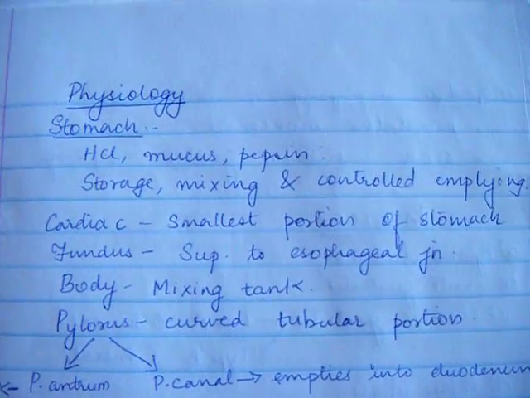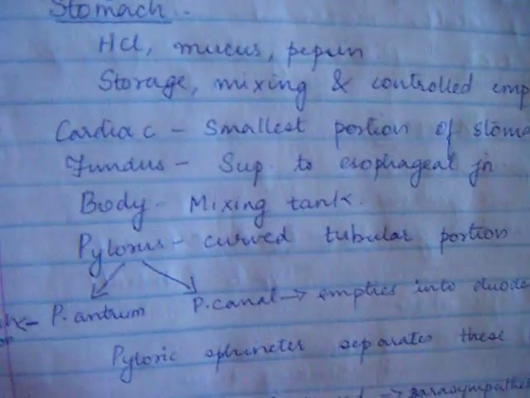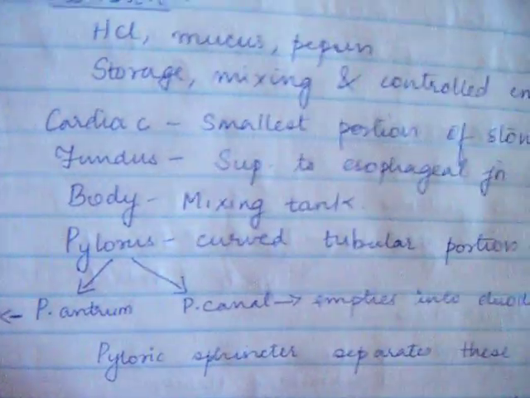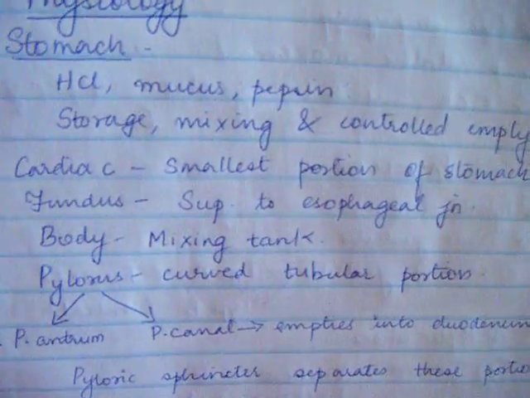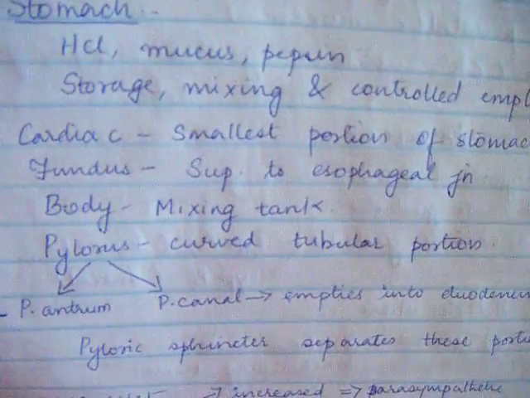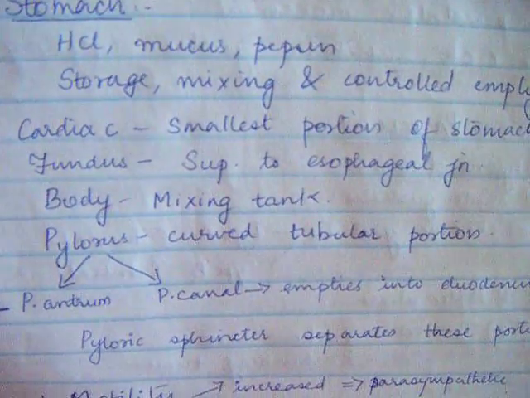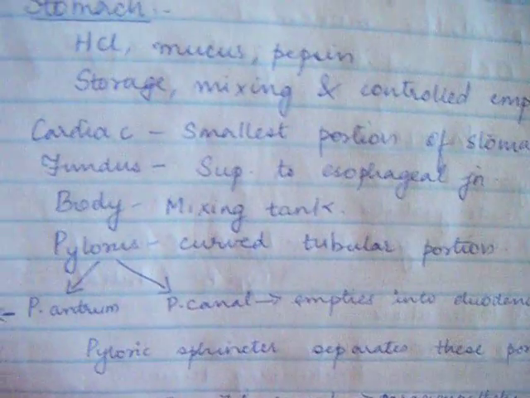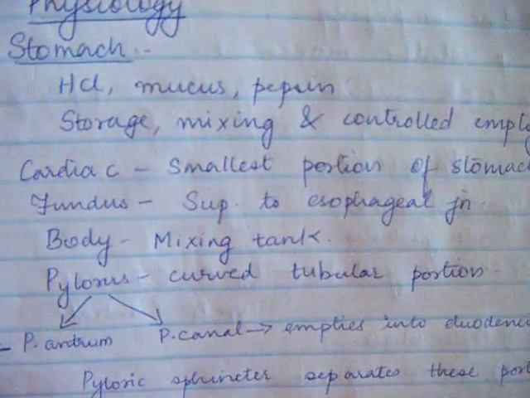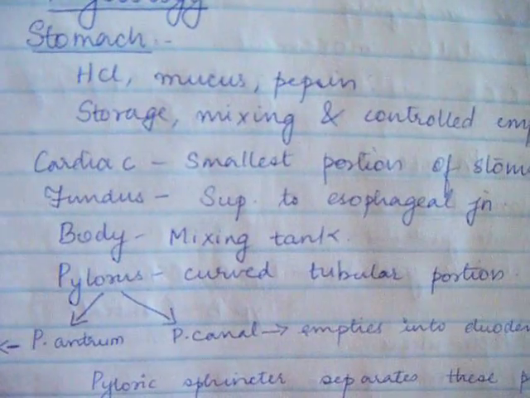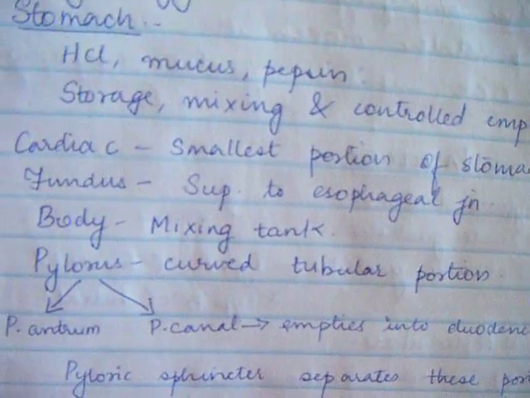Cardiac portion is the smallest portion of the stomach, and fundus is superior to the esophageal junction. Fundus is present superior to esophageal junction. That is what I've told. The fundus is located within 3 centimeters of esophagus. So naturally it will be found superior to esophageal junction. And the body is called the mixing tank.